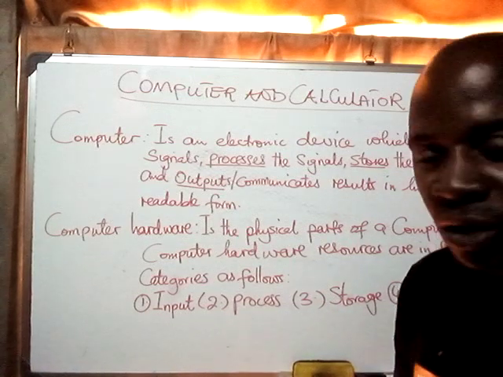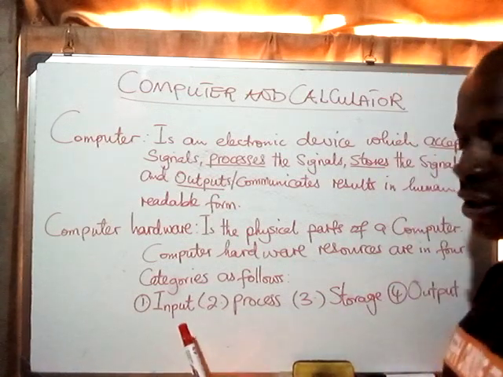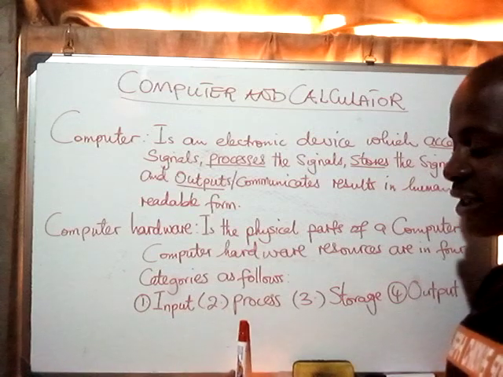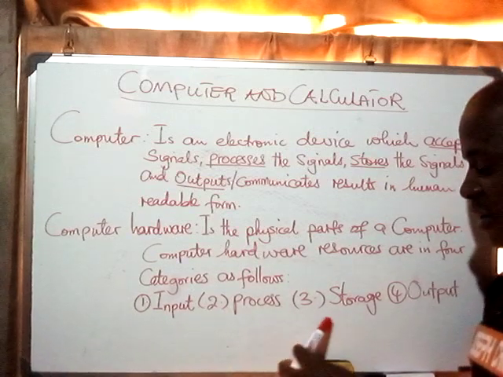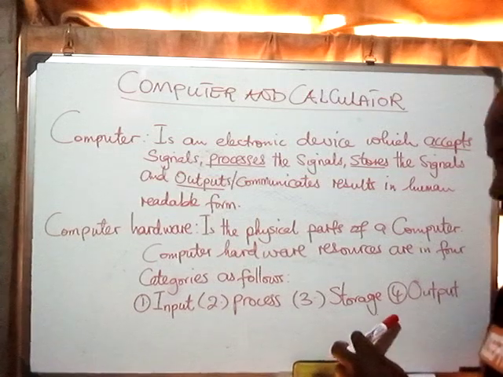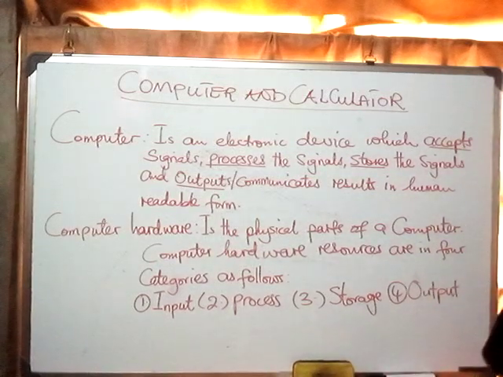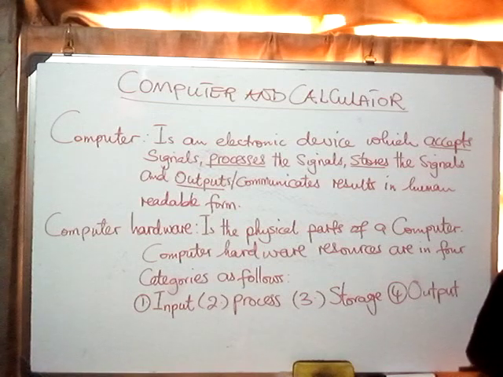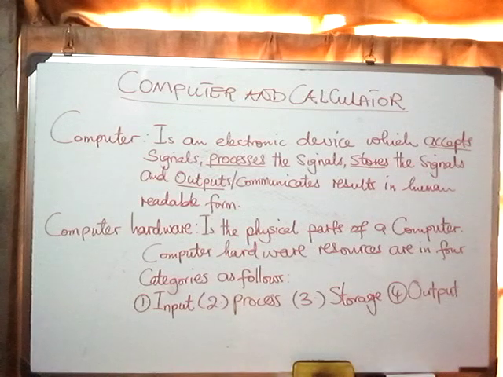Computer hardware is in 4 categories as follows. We have the category known as the input. We have the category known as the process. We have the category known as the storage. And we also have the category known as the output. Having looked at this, let us now go to how these hardware categories operate.